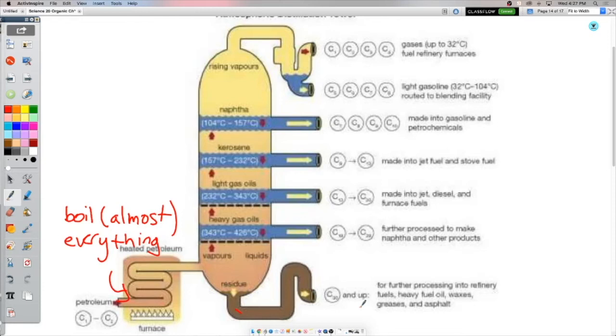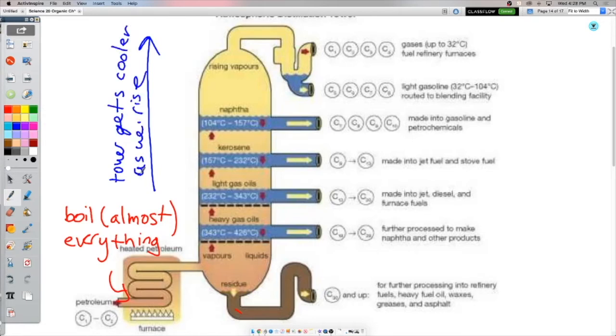Okay, now we take all of that stuff. Now everything, again, has turned from hydrocarbon soup into a hydrocarbon gas. So all the gas is there. But here's the key point, right? As we go from the bottom up to the top, the temperature decreases. This tower gets cooler and cooler as you go up. So the tower gets cooler as we rise, right?